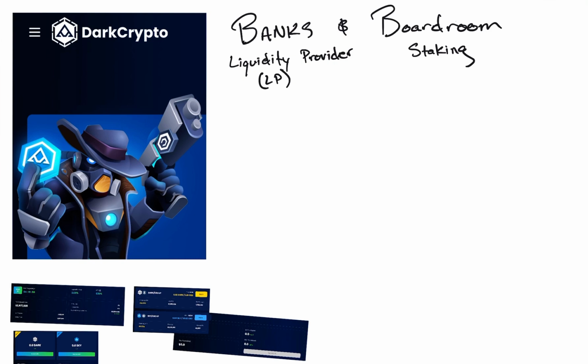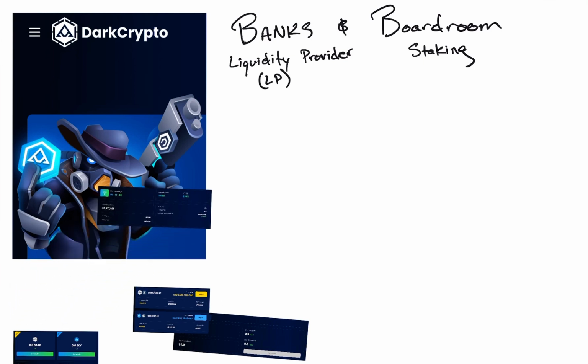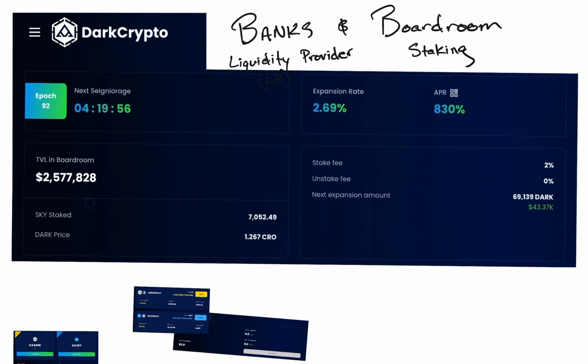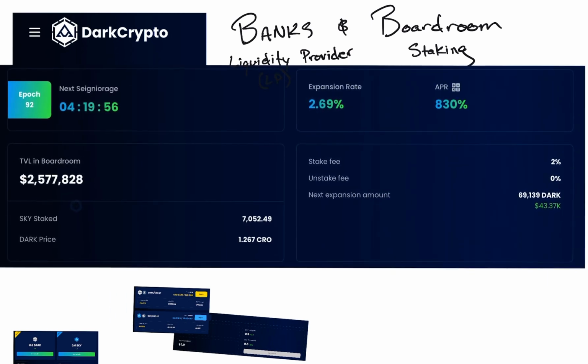So let's say you've provided liquidity, you put your LP tokens in the bank, you've got rewards. Now, what do you do with your Sky rewards? Well, that is where the boardroom comes into play. Now, the boardroom allows you to stake your Sky tokens. All that really means is that you're going to lock them up. You're going to freeze them, essentially.